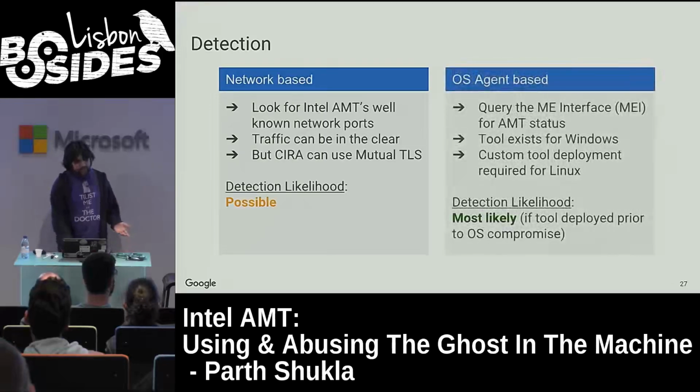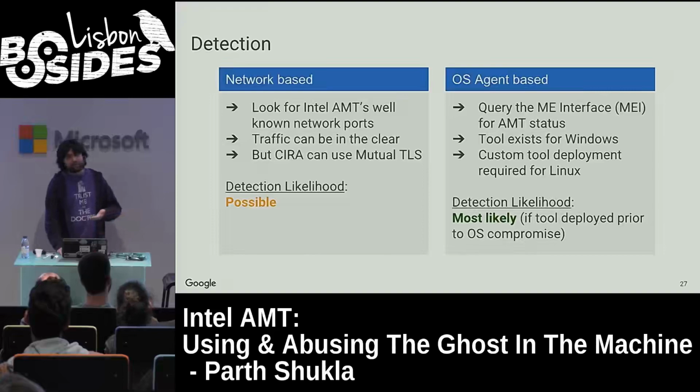The second option is to have an OS agent running on your OS. The OS agent can talk to the ME interface and query the state of the AMT and say, hey, is this enabled? Is this provisioned? And if it's provisioned, then you can have a signal. If the attacker already controls the OS when your agent is running, then they could fake the response. So the tool needs to be deployed prior to OS compromise. If it's deployed at reimage time, for example, then you're good.